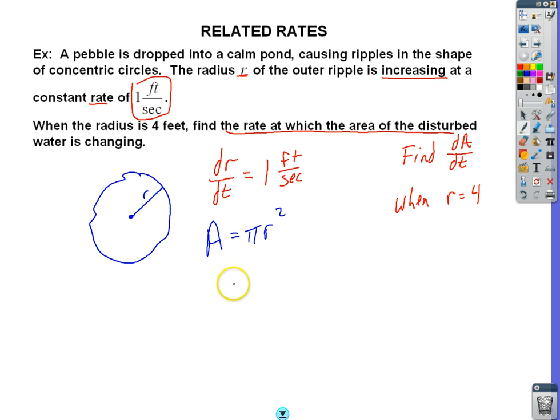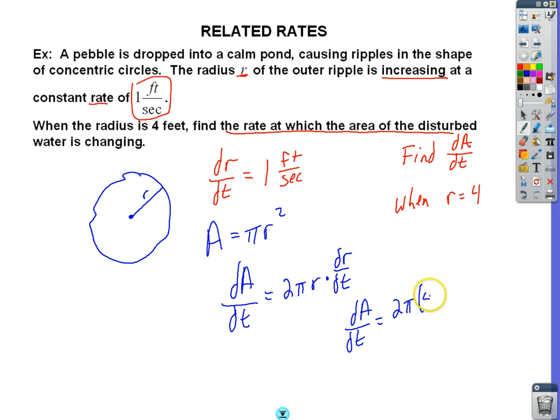So that's going to be the derivative with respect to time. dA/dt is equal to, now look here, I have a constant times a variable. So it's going to be 2 pi, constant stays, r, reduce my power by 1, times dr/dt. Now that I have this relationship, I can go ahead and plug things in. I know that dr/dt is 1. I know that my radius is 4 at a specific time. So dA/dt is equal to 2 pi times my radius, which is 4, times dr/dt, which is 1. I multiply it out, and it's 8 pi.